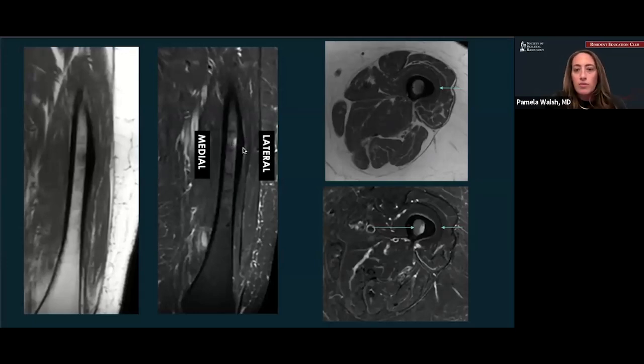So we see this little bit of edema-like signal on each side of the bone here. So even though it doesn't look impressive, this was not too long before the patient actually fractured. So it's important to be mindful that even if there's not a lot of edema-like signal, this is a classic appearance of an atypical femoral fracture and is going to be concerning for impending pathologic fracture.